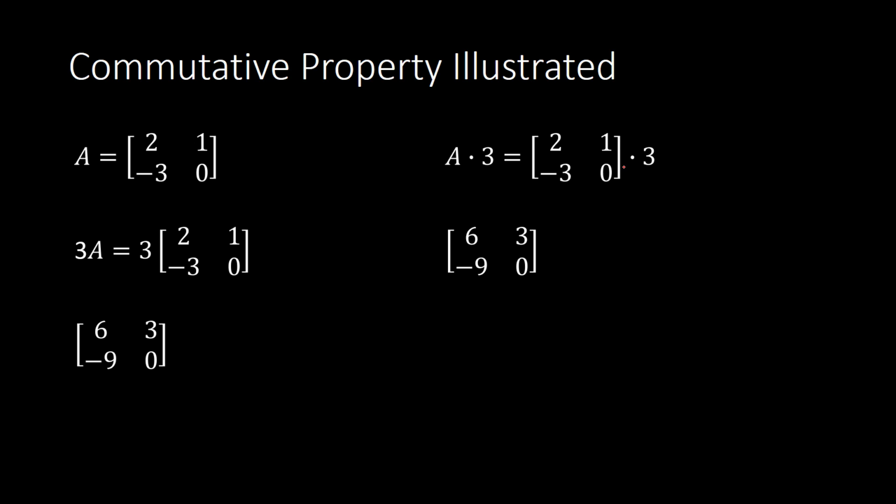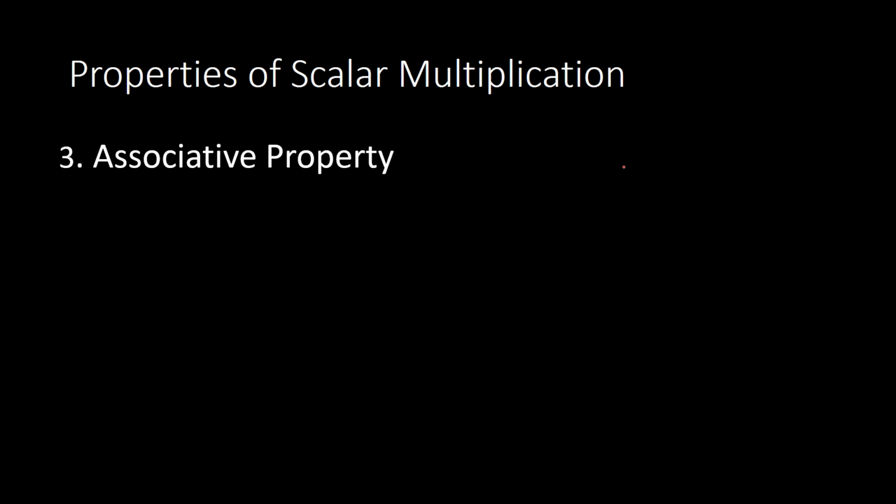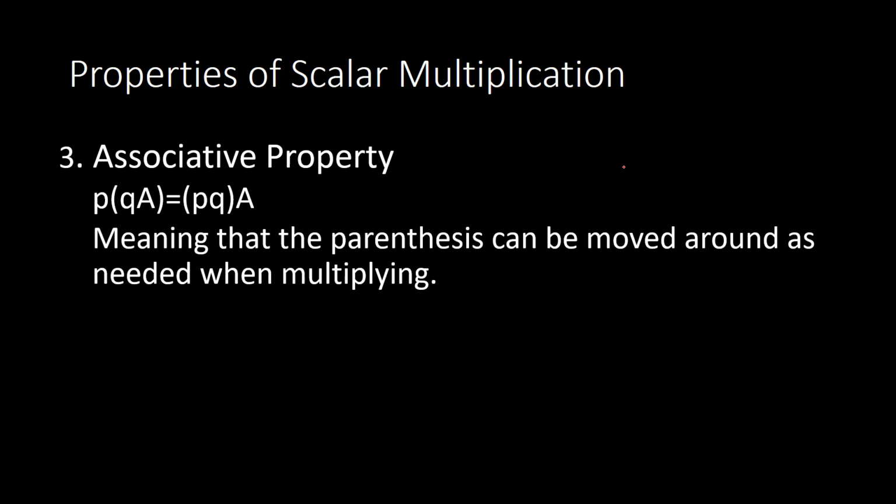The next property is called the associative property. Same thing as with matrix addition, it does not matter how I group things together. If I have two scalars, P and Q, and I multiply them by the matrix A, it doesn't matter if I multiply Q by A and then by P, or multiply the two scalars P and Q and then multiply by A after. I can group together the different values differently. So I can move the parentheses around as needed.